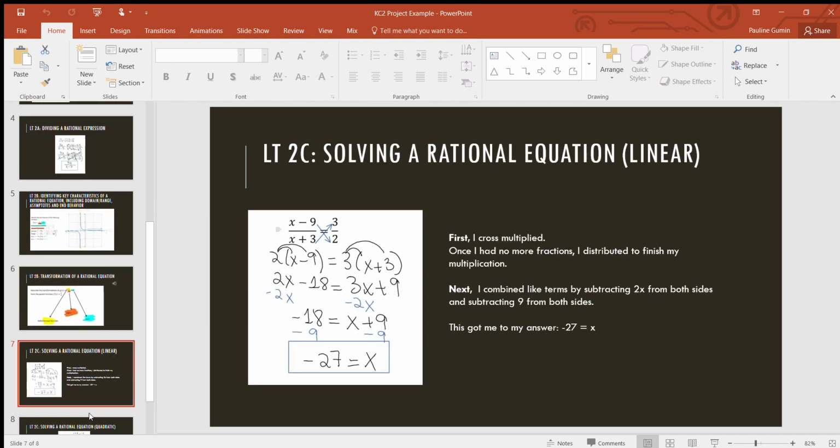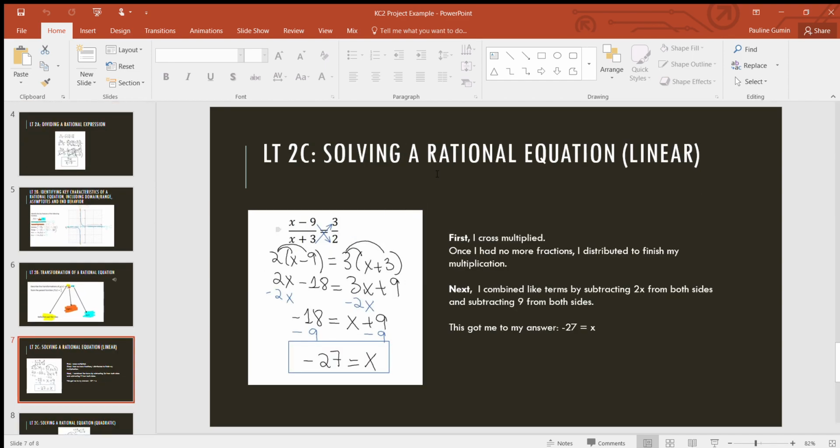Okay, my next slide is 2C, solving a rational equation when it's linear. This is the one I chose to describe. So I wrote, first I cross-multiplied. Once I had no more fractions, I distributed to finish my multiplication. Next, I combined like terms by subtracting 2x from both sides and subtracting 9 from both sides. Yes, those were 2 separate steps, but I was able to put that into one sentence. Hooray! And then, of course, my last sentence is, this got me to my answer, -27 equals x.